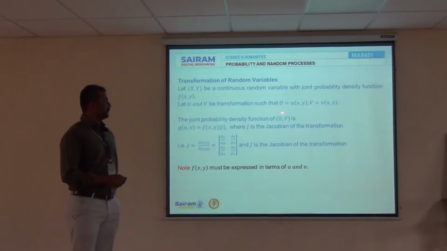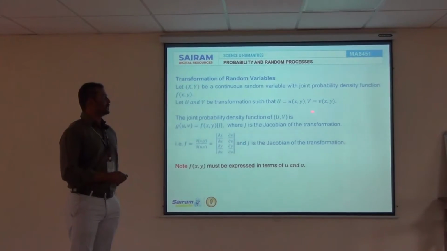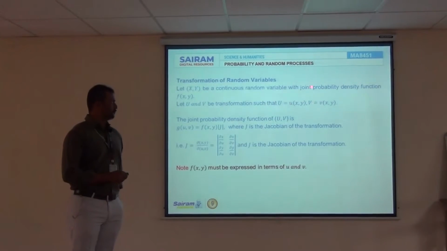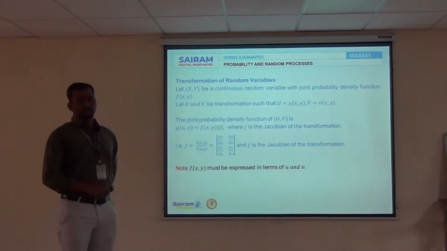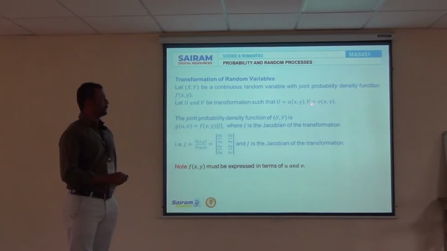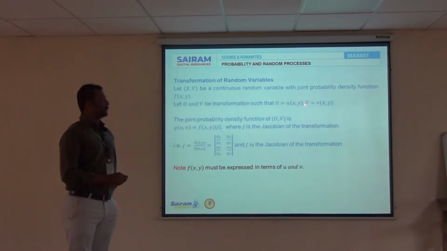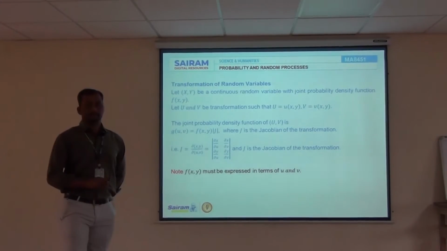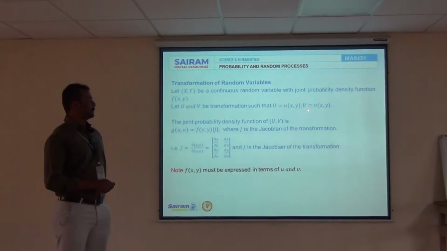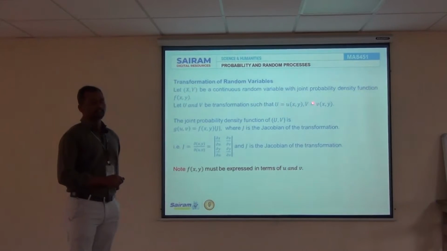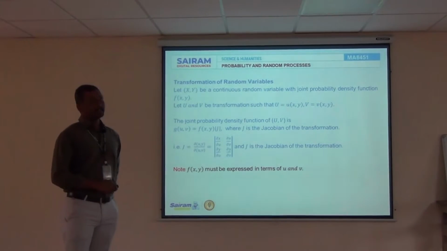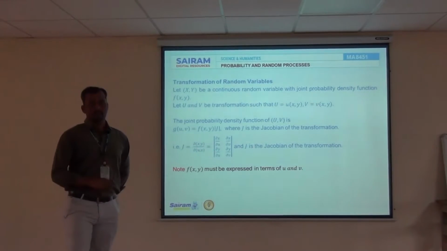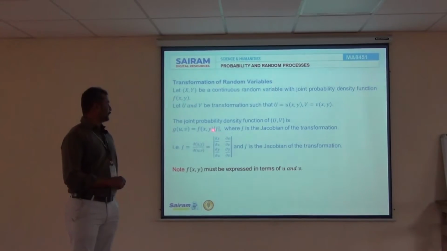Actually, they will be given only u in terms of x and y, and v in terms of x and y. I need to change x in terms of u and v, and y in terms of u and v. Sometimes they may not give one of the variables. Say they may give only the u value and may not define v. In that case we have to take v equal to y. Sometimes they may give v and not u. In that case you have to take u equal to x. From that I can get the Jacobian value of dou of x comma y by dou of u comma v. After finding this, I am going to substitute it in the formula.